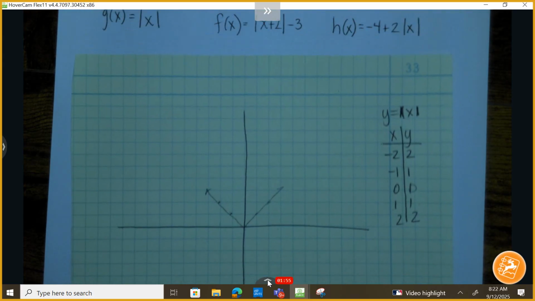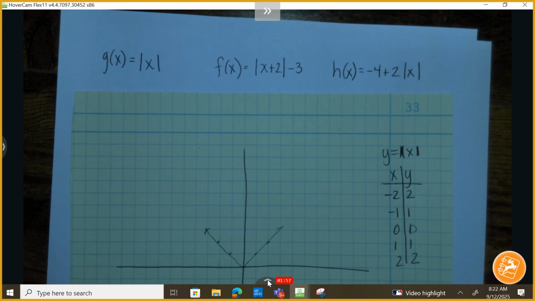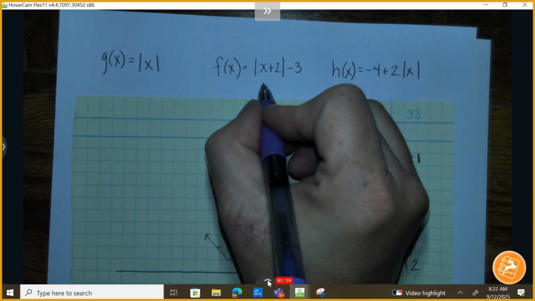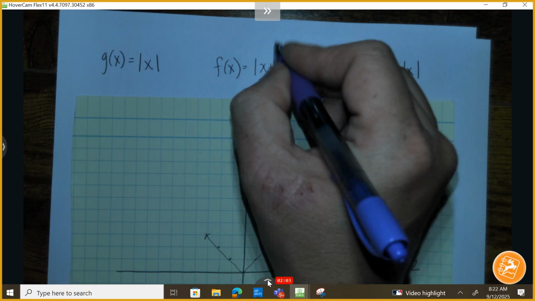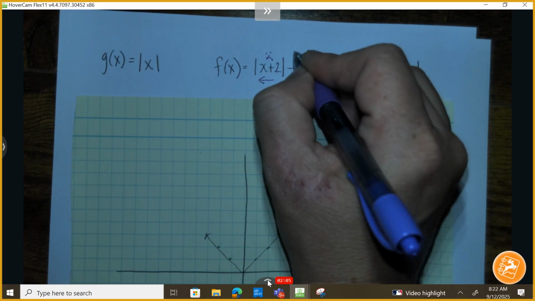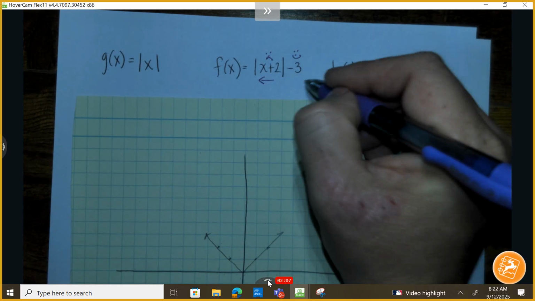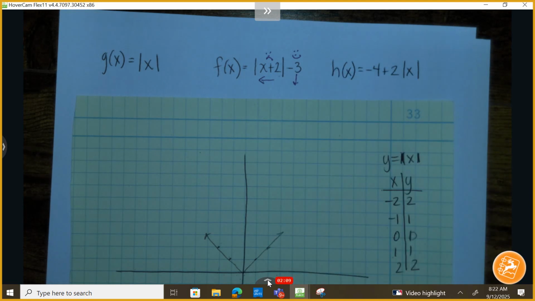Now, let's talk about translated functions. So inside is going to represent the horizontal shift, and it lies to us. So instead of going to the right, we're going to go left because it lies to us. And then in back tells us the truth. It's the vertical shift. So I'm going to go left 2 and down 3.